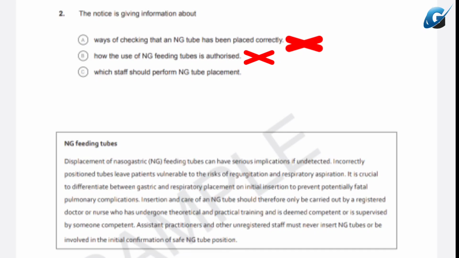Okay. So what is there in option C? Which staff should perform NG tube placement? So this is the answer, I hope, because the supporting sentence in the paragraph is: insertion and care of NG tube should therefore only be carried out by a registered doctor or a nurse who has undergone theoretical and practical training and is deemed competent, or supervised by someone competent. So this sentence supports the statement.